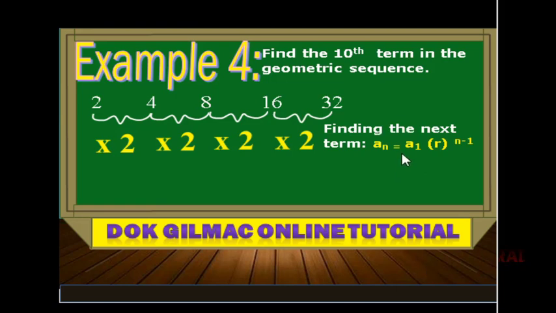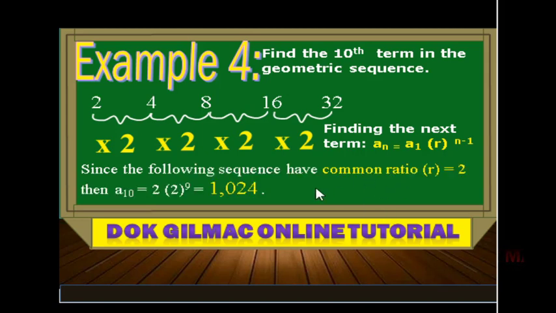So therefore, finding the next term, or simply the 10th term, we use this formula. A sub n is just equal to a sub 1 times r raised to n minus 1. Or we have a sub 10 is just equal to 2 times r, which is just equal to 2 raised to 9, since 10 minus 1 is 9. So therefore, since the common ratio is 2, a sub 10 is equal to 2 times 2 raised to 9, which is just equal to 1,024.